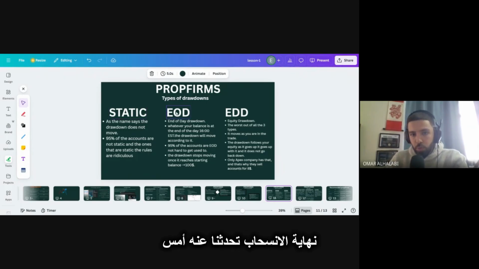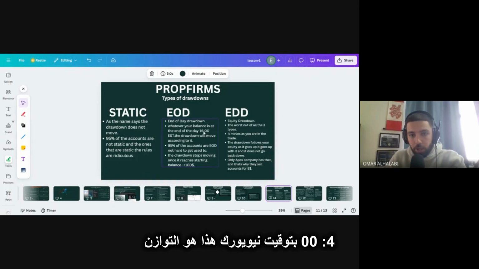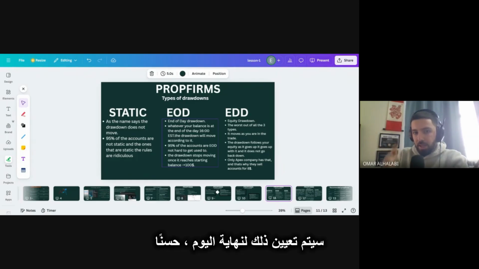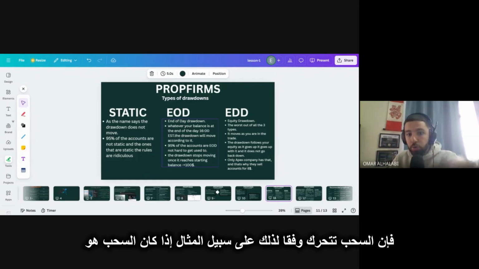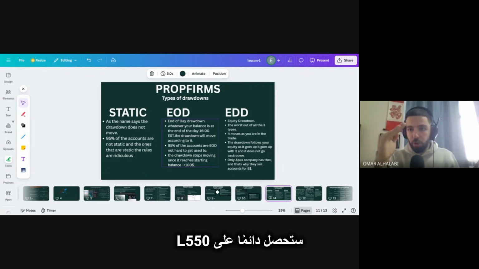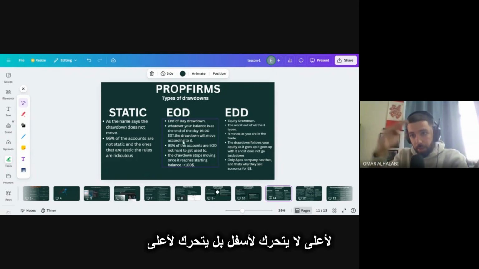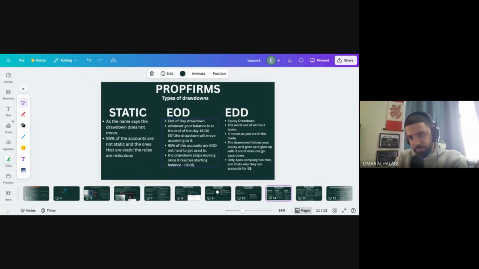End of day drawdown, we spoke about it yesterday. Basically your balance, whatever your balance is at 4 o'clock EST New York time, that's the balance that's going to be set for the end of the day. Okay, the drawdown will move according to it. So مثلا if the drawdown is 1500, it's going to move according to it. You're always going to have 1500 from the end of the day balance. Okay, طبعا up, it doesn't move down, it just moves up, obviously.